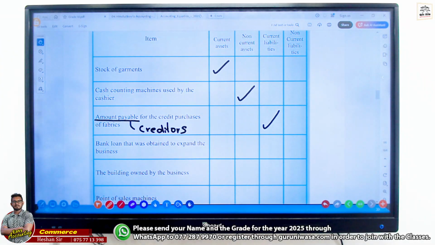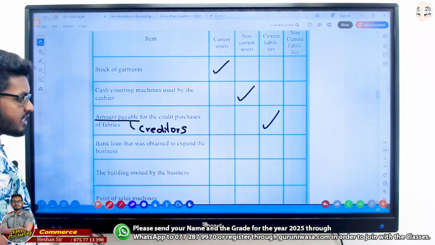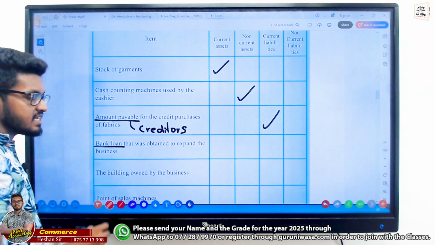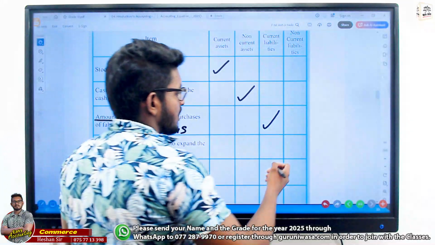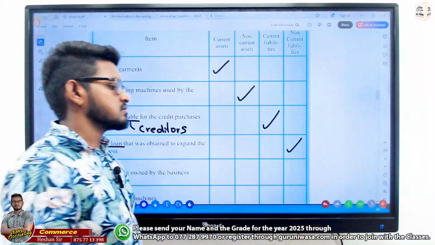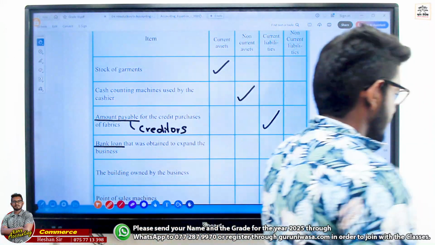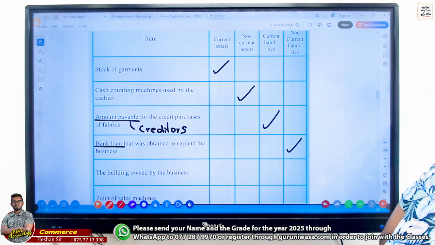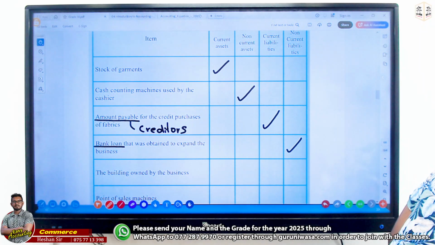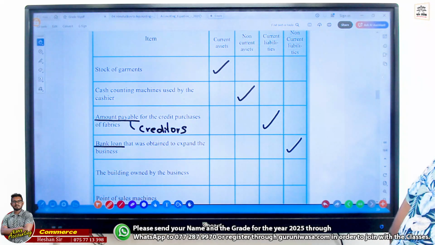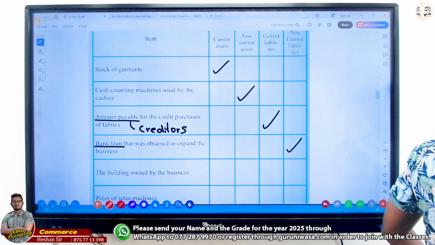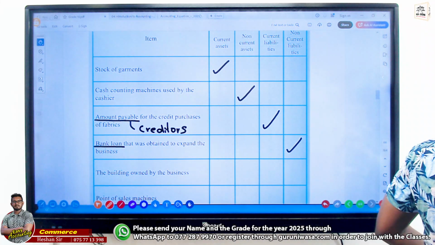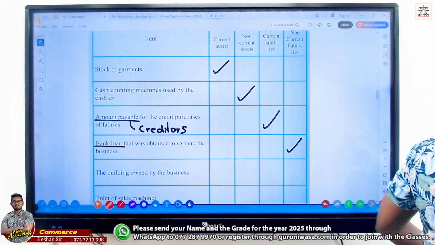Bank loan that was obtained to expand the business. Bank loan is a liability. Non-current asset? Non-current liability. Right? Bank loan is a liability. Which kind of liability? Non-current liability, right? Bank loan is a liability, non-current liability.